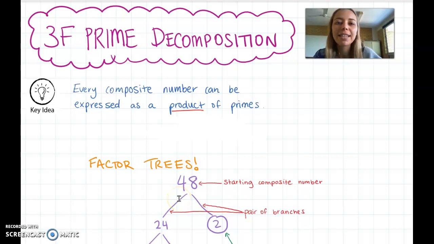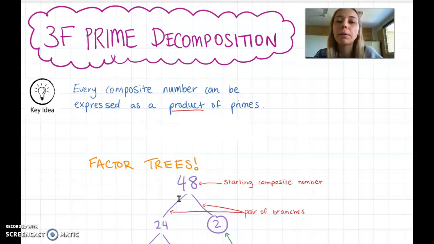Today's video is about 3F, which is prime decomposition. To understand today's content, you have to know what a prime number is. A prime number is a number that can only be divided by 1 and itself. Examples of prime numbers are 2, 3, 5, 7, 11, and so on. So prime numbers only have 2 factors, 1 and whatever the number is.